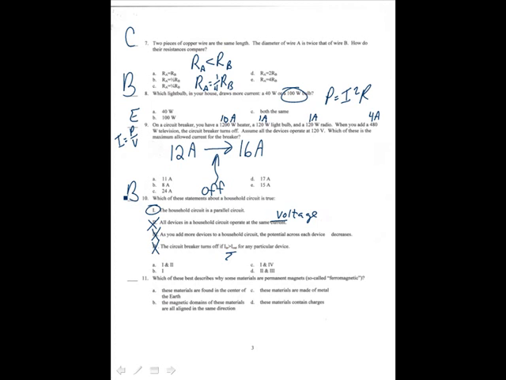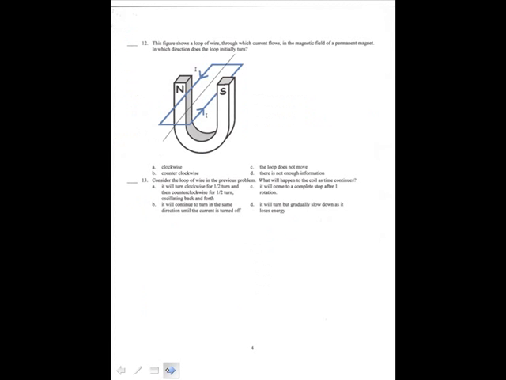Which of these best describes why some materials are permanent magnets, so-called ferromagnetics? These materials are found in the center of the Earth. Okay, that's true, but that's not the reason. These materials are made of metal. That's often true, but not the reason. These materials contain charges. It's true that they contain charges, but so does everything else. And the magnetic domains are aligned. Right, that is true. Number 11 is B.